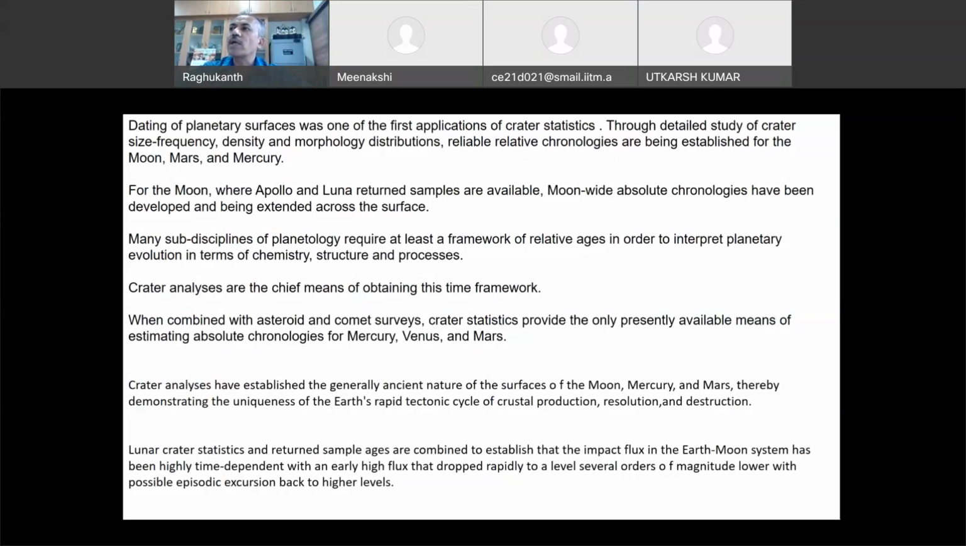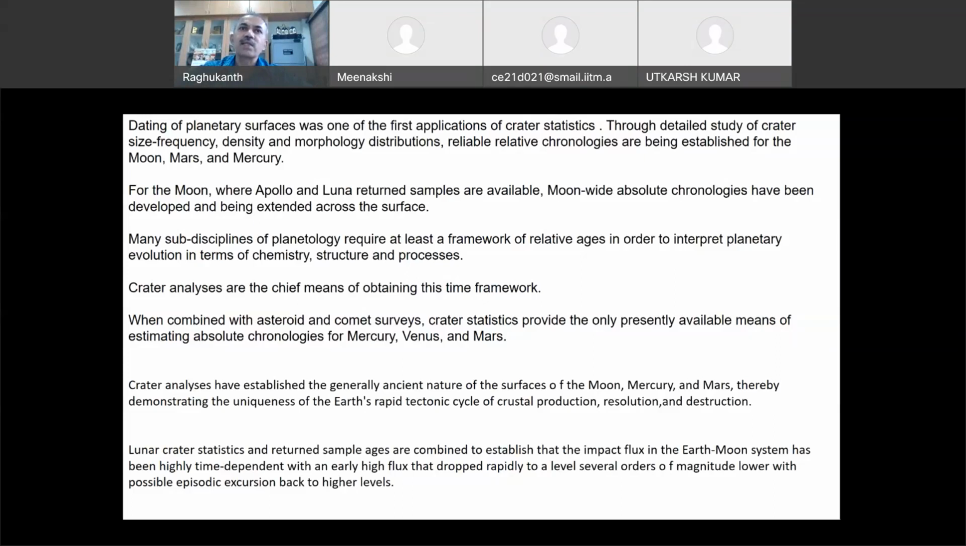But for the Moon, the advantage was that we already had the samples which came from the Moon. So a nice calibration was done between these techniques, that is, the ages you get from the images and the ages you correlate with the carbon dating and others. This has been nicely calibrated. So now this technique is widely used to find out the relative geological age for other planets itself.